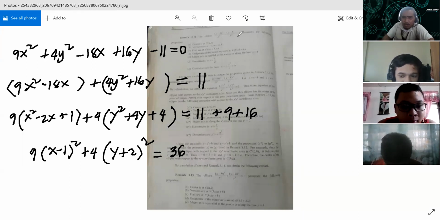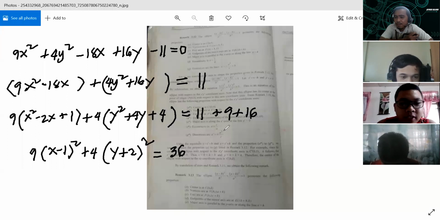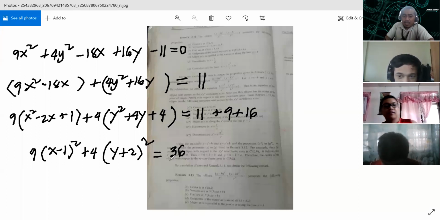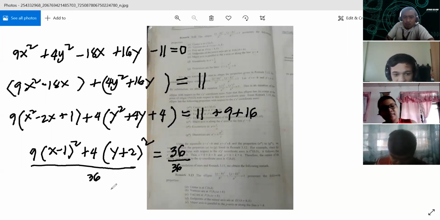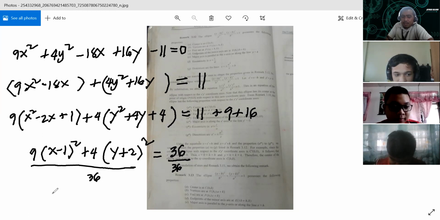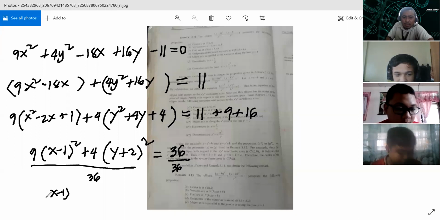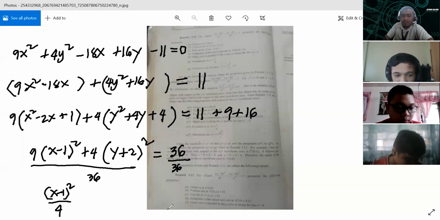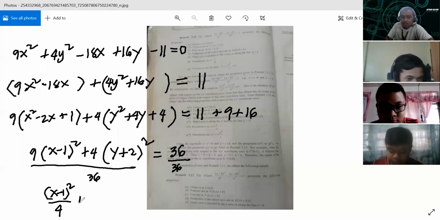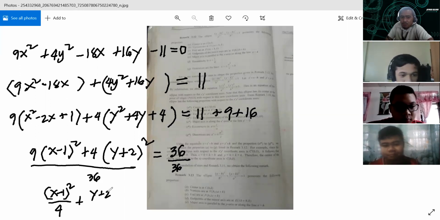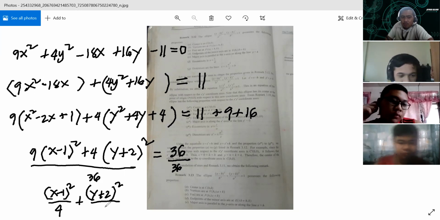Now, we are not yet near to what we want to form, right? Because here must be 1, and that is 36. What will we do, class? Divide by 36. Yes, very good. You divide 36 both sides of the equation. And if you do it, of course, this 36 will be distributed in each term, right? And 9 divided by 36 is just 1/4, right? So it can be written as x minus 1 quantity squared over 4. Agree? While 4 over 36 is 1 over 9. So it can be written as y plus 2 quantity squared all over 9.